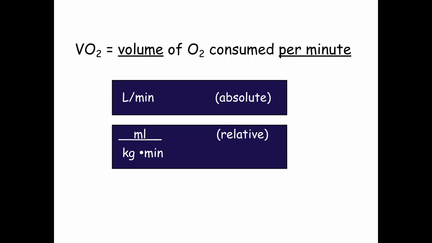So for example, let's say I have Sally and I have Jane. If Sally is 55 kilograms and Jane is 75 kilograms, obviously Jane will likely have a higher absolute VO2 because she's a bigger person, has more muscle mass, and therefore will be consuming more oxygen. But I want to be able to compare these two women, and so I'm going to divide their absolute VO2 by their body mass to be able to compare the two of them. So I'm going to teach you how to do this right now in this quick video.